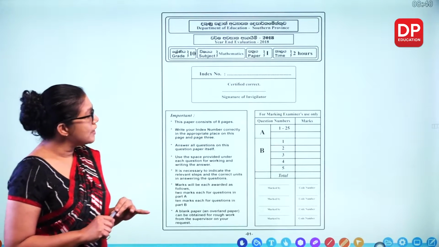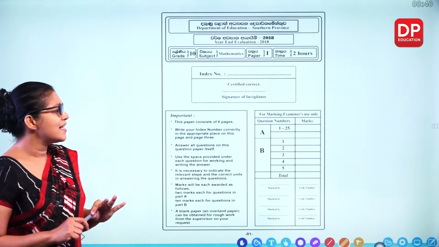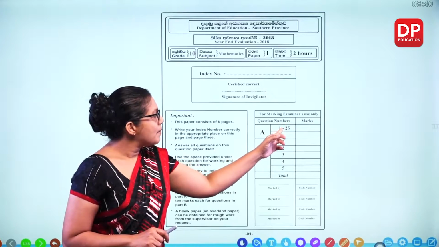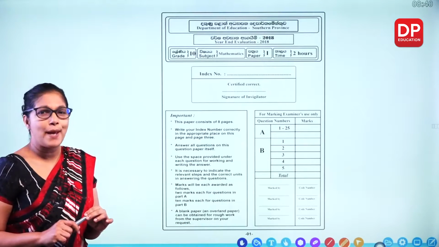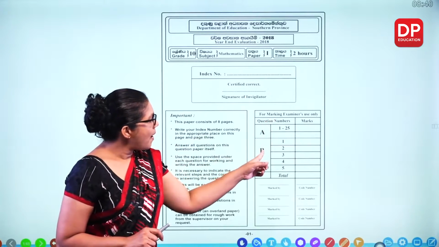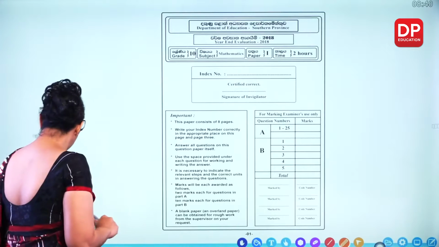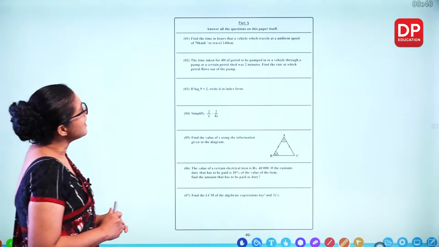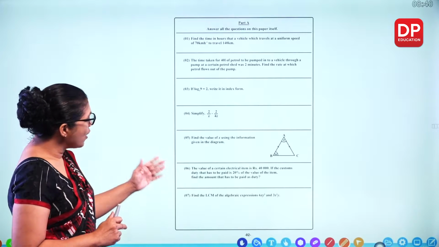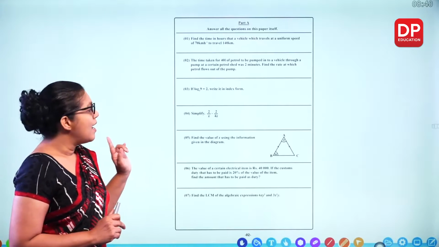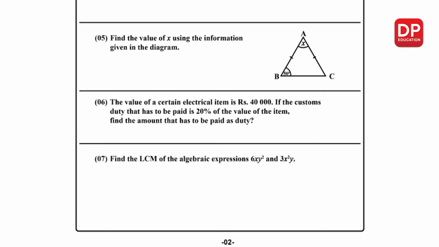So when it comes to the time, you can spend 2 minutes 24 seconds for paper 1 part A questions and 12 minutes for paper 1 part B questions. So let's do this paper. Part A. Answer all the questions on this paper itself. So try 1 to 7 and then after you do it, look at my answers and check your answers.